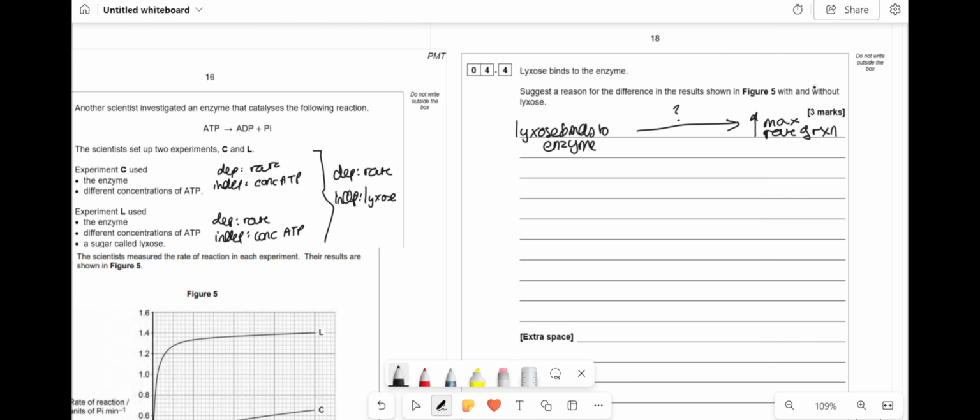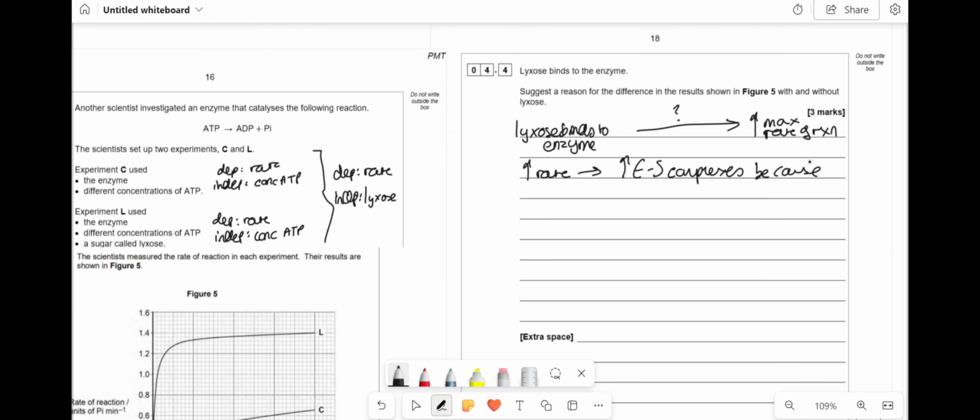Like, okay, well, it's not inhibiting here, is it, if it's going higher? So we need to think of possible reasons why. It tells you Lixos binds to this enzyme and for some reason the rate goes higher. If we have a higher rate, that must mean that there are more enzyme substrate complexes, and then we need to think about why.